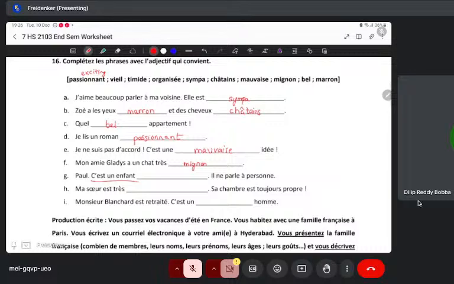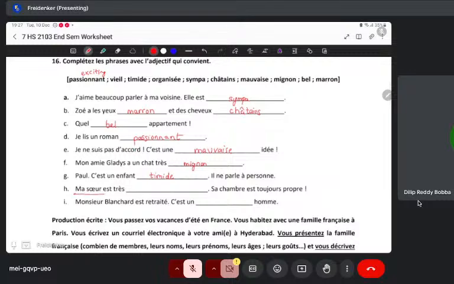Okay. Let us look at the context. Il ne parle à personne. He doesn't talk to anyone. So that means Paul is a shy child. So shy is timide. Masculine or feminine? Timide looks like this with an e. It's default. It has an extra e. So c'est un enfant timide. So he is a shy child. Doesn't talk to anyone.